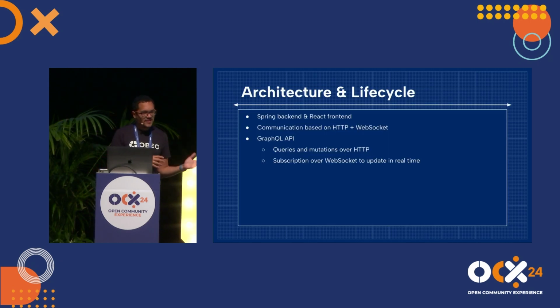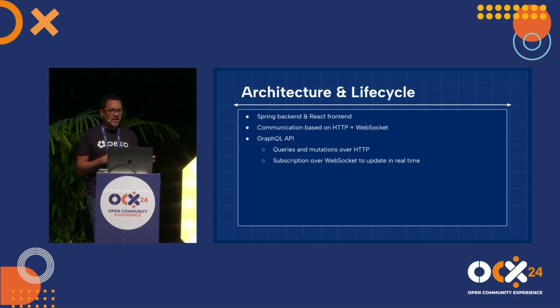We have our backend in Java and the frontend using React components. For the communication between both parts, we're relying on both HTTP and WebSocket. We have a GraphQL API. All the queries and mutations to retrieve and change data in the backend are done over HTTP. But to receive real-time updates, we are using a GraphQL subscription over WebSocket.